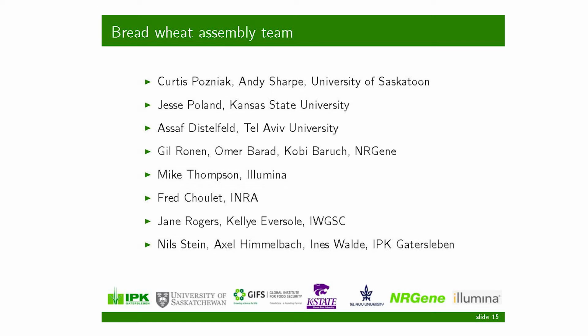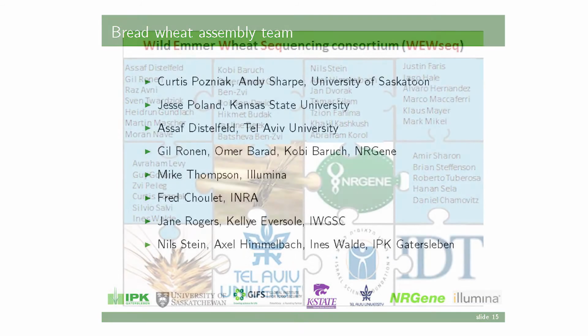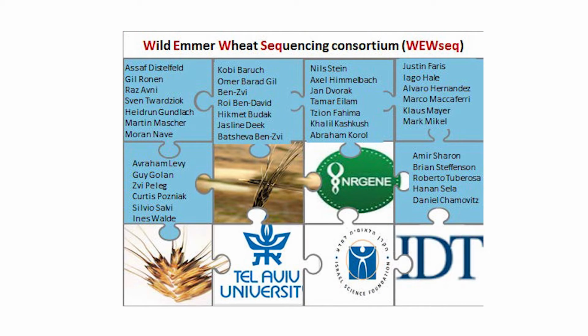With this I'm at the end of my talk, and I want to thank first the bread wheat assembly team that was led by Nils Stein, Curtis Pozniak, and Jesse Poland, and was supported by the International Wheat Genome Sequencing Consortium. I want to particularly mention Axel Himmelbach, who established the Hi-C protocol and did the wet lab work at IPK Gatersleben. The other half of the work was done by the Wild Emmer Wheat Sequencing Consortium that was led by Assaf Distelfeld, and I thank him for letting us join this consortium and have a look at these NRGene assemblies. And I thank you for the attention.